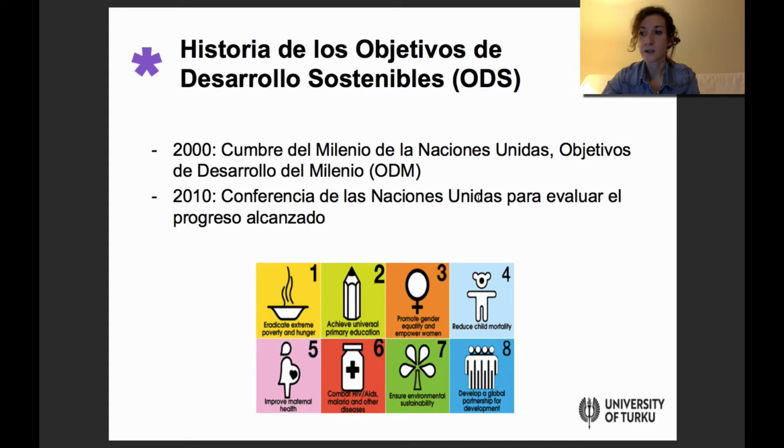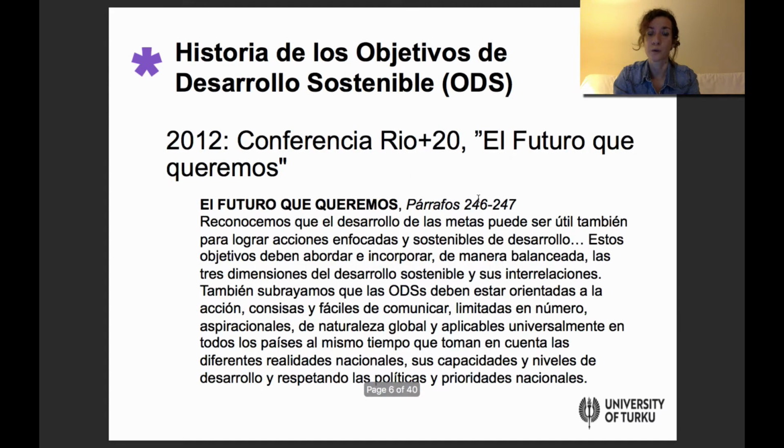Then in 2010 was the turn of another conference. This time it was organized in New York. And the aim of this United Nations conference was to evaluate and assess the progress towards reaching the Millennium Development Goals. What came out of this conference was that the progress around the world was very uneven. There were some countries that had made good progress in achieving the Millennium Development Goals, but there were also countries that were really lagging behind and were not making good progress.